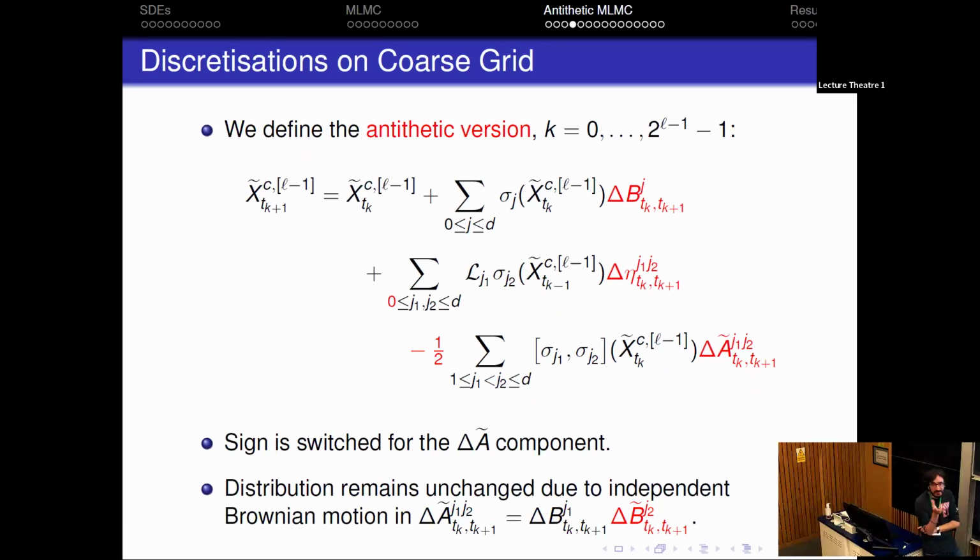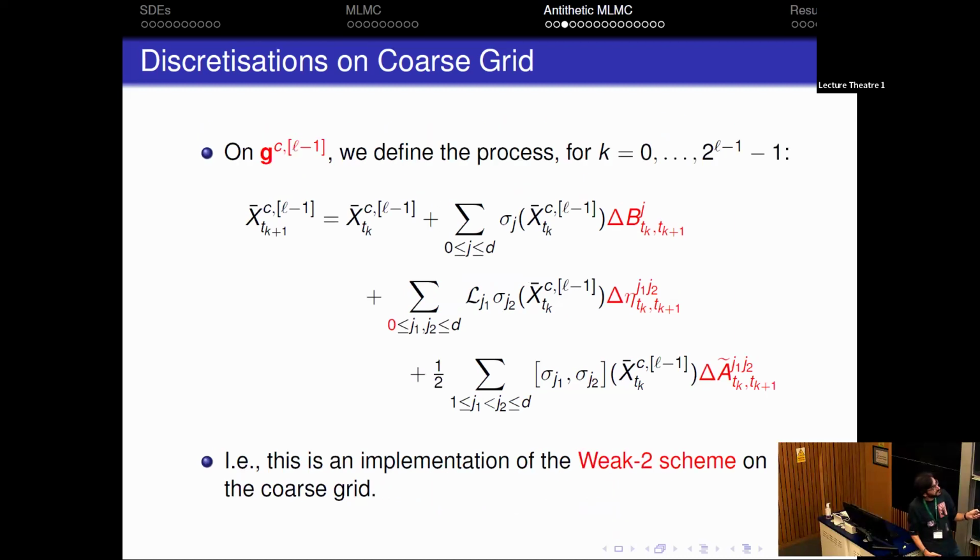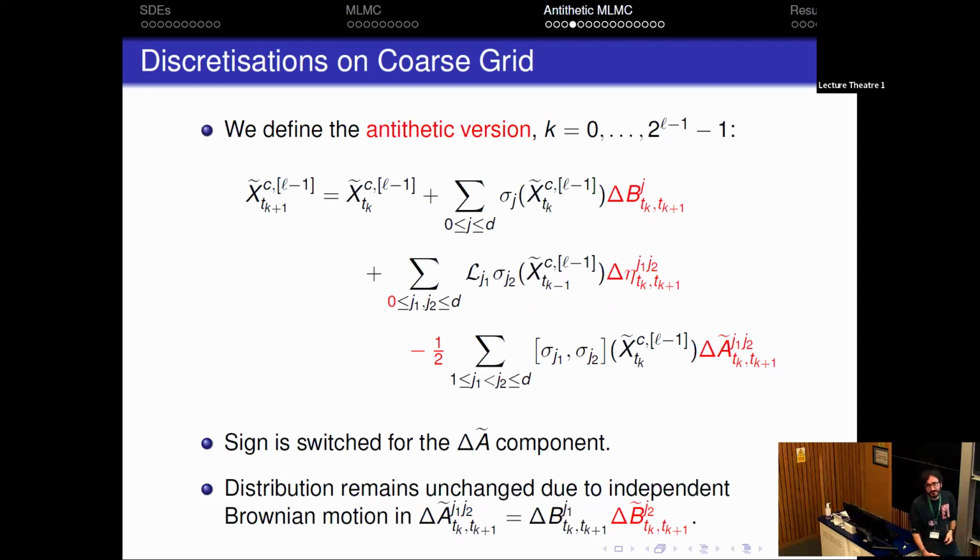All right, and then what's the trick here? So you start playing around with the signs. There is something called the antithetic version of this approximation scheme. Everything is the same, but the only difference is that this sign turns into a minus. But in terms of distribution, you still have the same distribution. The distribution of this guy is the same because there is an independent Brownian motion here. So even if you change the sign, it doesn't affect the distribution of this thing.